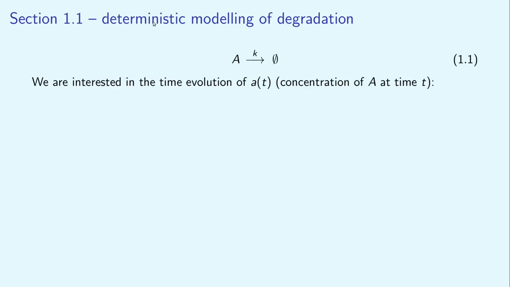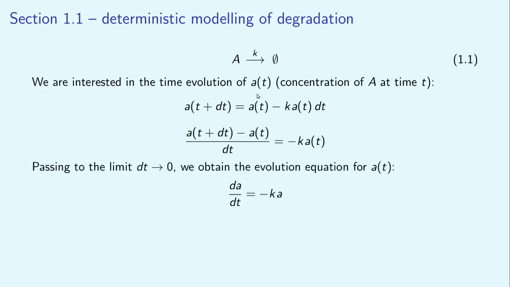Let us first start with the deterministic modeling of this reaction (1.1). In this case, the state of the system will be described by the concentration of chemical species A at time t, which we will denote by lowercase a(t). This concentration satisfies the following ordinary differential equation. The rate of change of a, da/dt, is equal to minus k a.